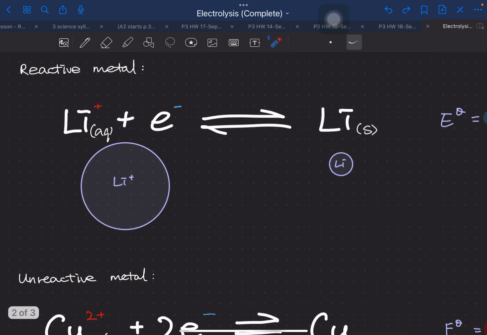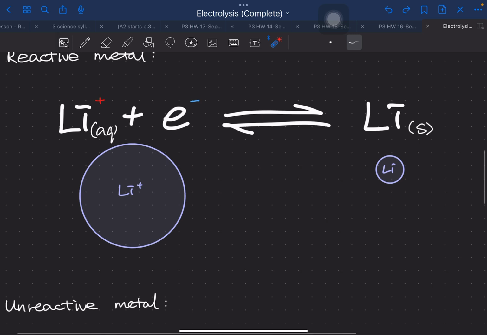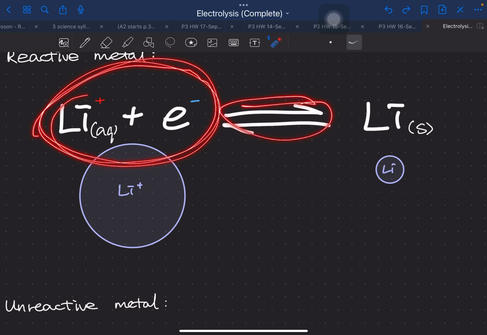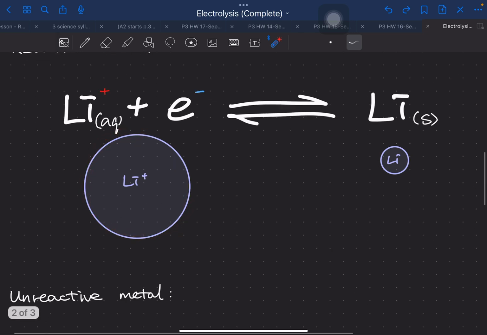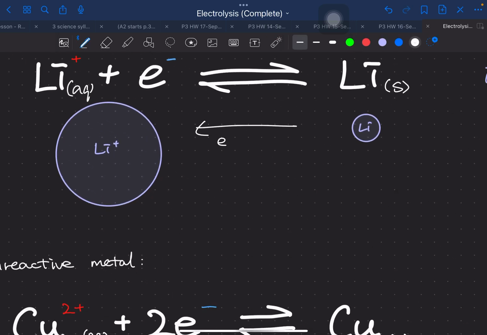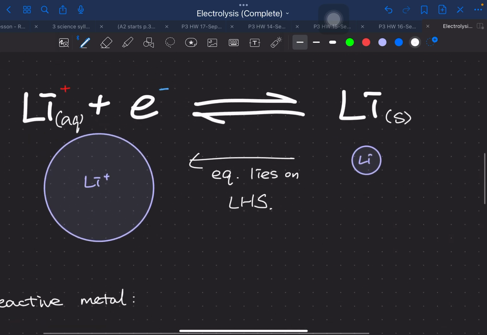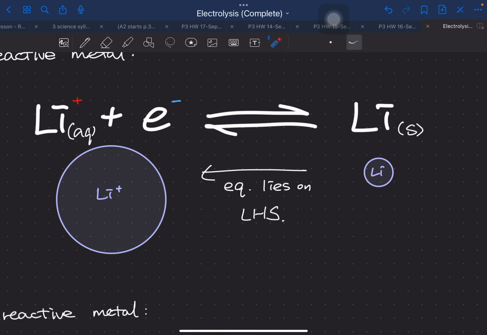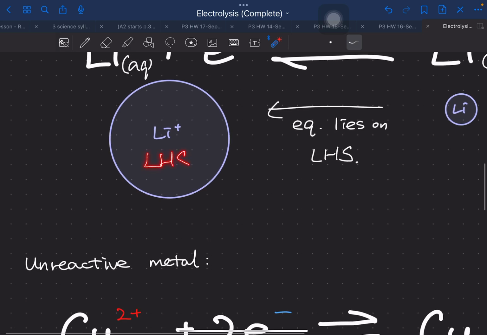What does that mean? Since they like to stay as an ion, the equilibrium tends to lie on the left hand side. The circle that I draw right here represents that, since we have an equilibrium, we definitely have more Li plus and e minus than we have of the lithium metal. So essentially I'm saying that the equilibrium lies on the left hand side.